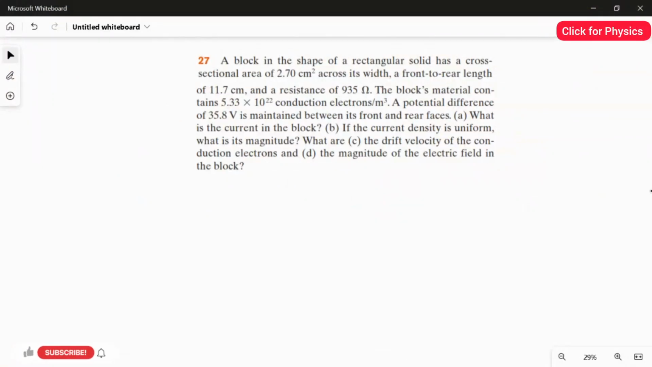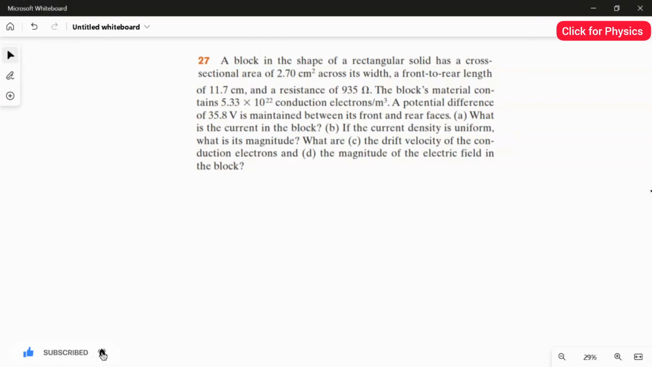Problem number 27. A block in the shape of a rectangular solid has a cross-sectional area of 2.7 centimeter square across its width, a front to rear length of 11.7 centimeter, and a resistance of 435 ohm. The block material contains 5.33 multiply 10 power 22 conduction electrons per meter cube. A potential difference of 35.8 volt is maintained between its front and the rear faces.